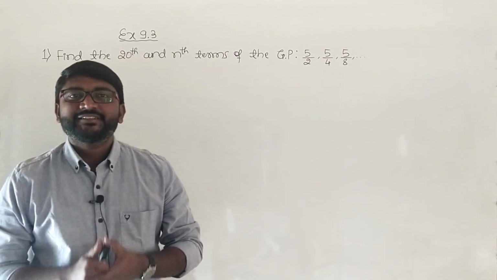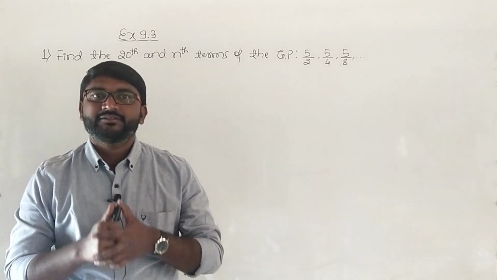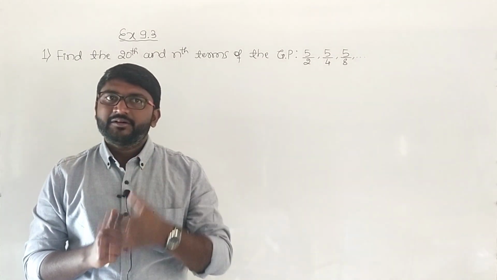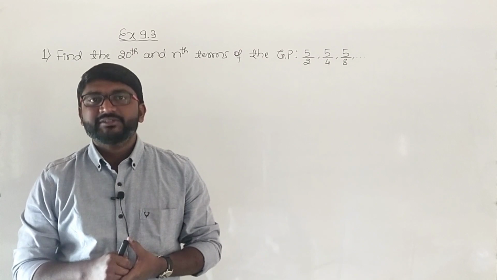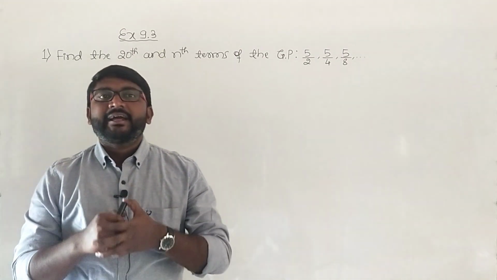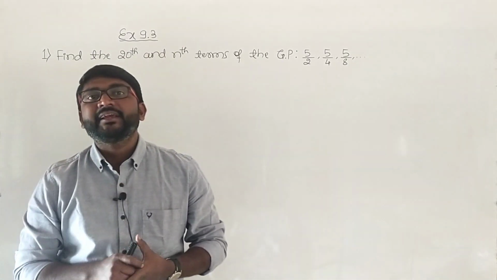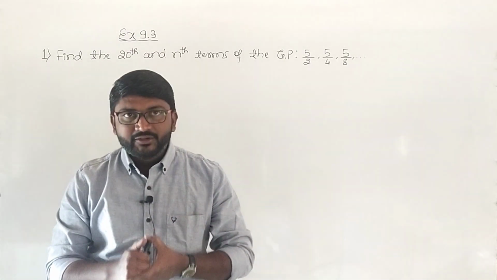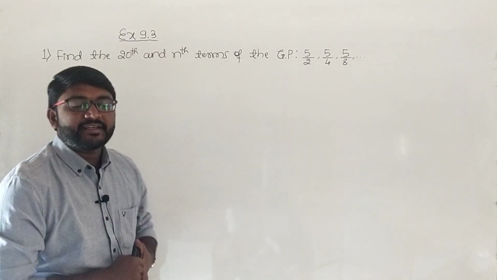Good afternoon, students. In the last class we started with the geometric progression, and we discussed the nth term of a GP, the sum to n terms of the geometric progression, and the relationship between AM and GM. So in today's class, let us start with exercise 9.3.